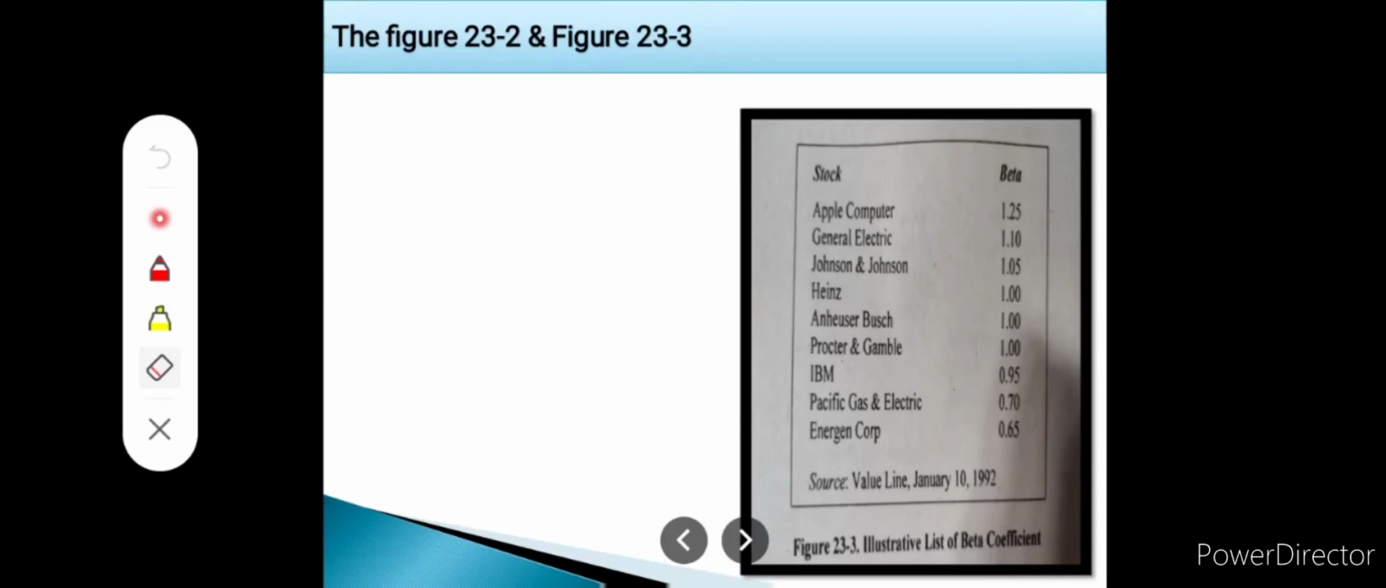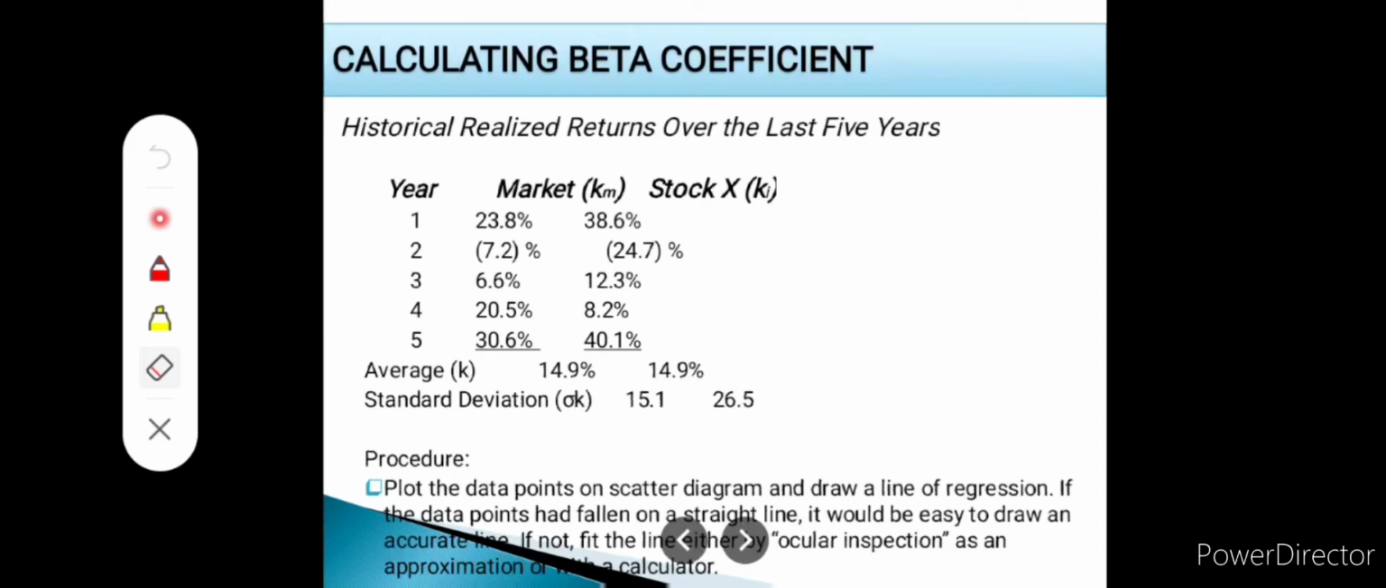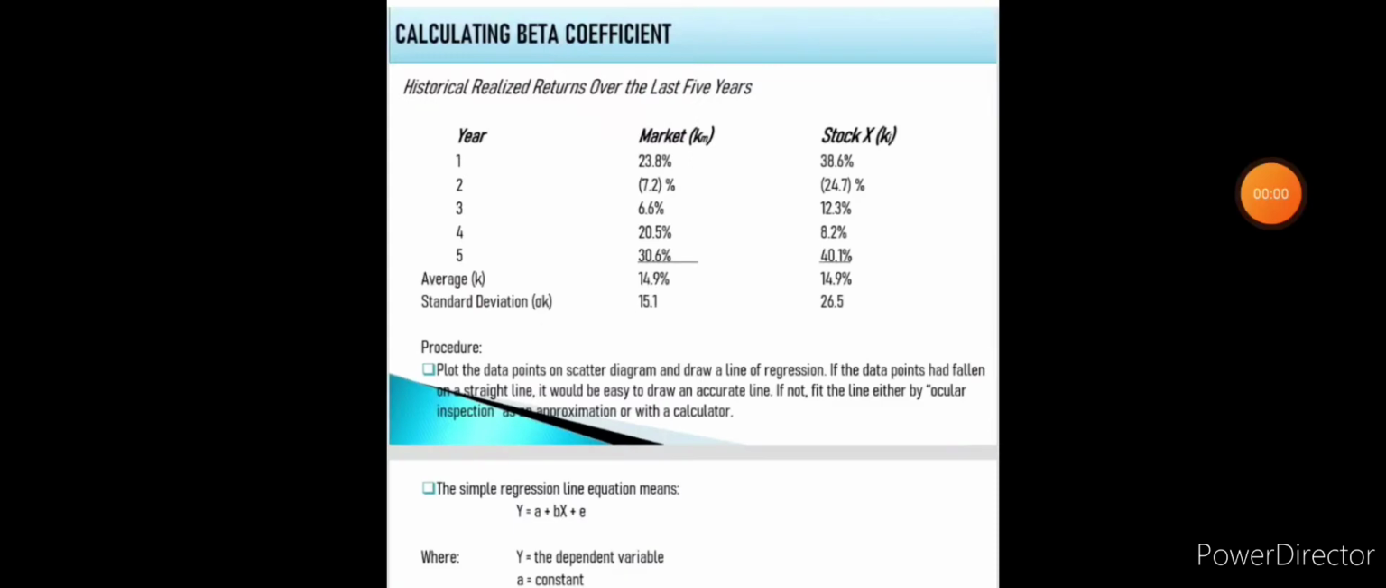And now I will give the floor to Miss April Lagari to discuss the calculating of beta coefficient and for further discussion. Thank you. Good morning, everyone. My name is April Lagari, the third reporter.